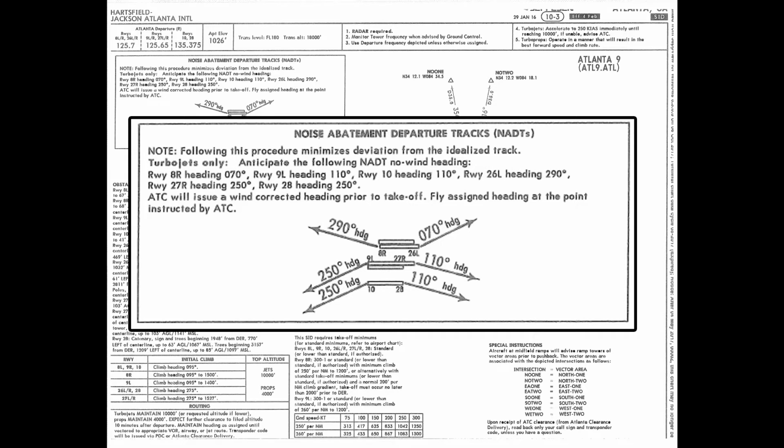We're going to assume today that there is wind. Otherwise, you would look up in the left corner where it says noise abatement departure tracks, and you utilize those headings for your departure track in the event that you were given one. So please, by all means, read these departure SIDs.